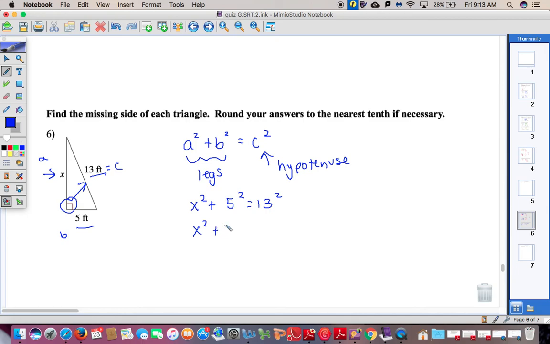So x squared plus 25 equals 169. We would subtract 25 from each side, and we get x squared equals 144. Take the square root of both sides, so we get x is equal to 12. And since we are given units, we must include our units. So that would be 12 feet.